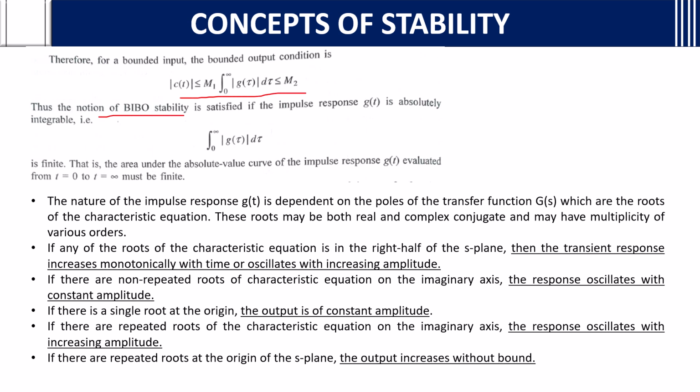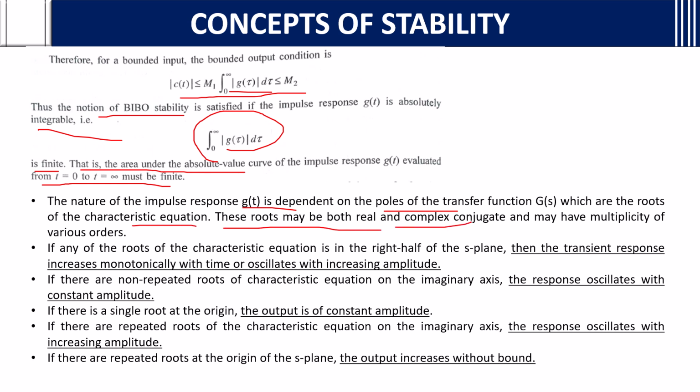Thus the notion of BIBO stability is satisfied if the impulse response G of t is absolutely integrable, that is finite. That is, the area under the absolute value curve of the impulse response G of t, evaluated from t equals 0 to t equals infinity, must be finite. The nature of the impulse response G of t depends on the poles of the transfer function G of s, which are the roots of the characteristic equation. These roots may be real or complex conjugate and may have multiplicity of various orders.